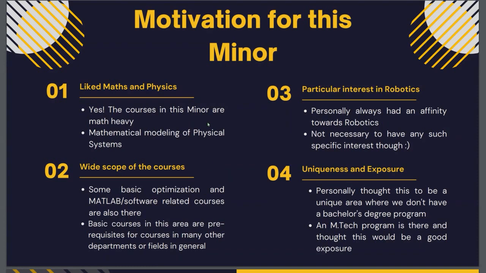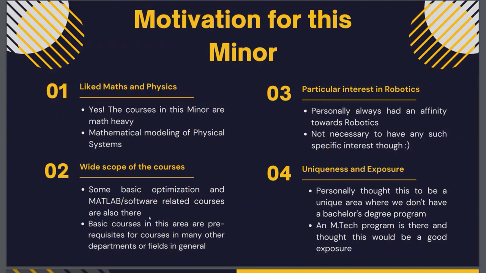So that was one of the motivations, my liking for maths and physics. The next one, as I've written, is the wide scope of the courses. In this minor, there are some basic courses on optimization and MATLAB or other software as well, not just maths and physics. You need a good handle of software. You need a good handle of theory from some other places. So those courses are also there.